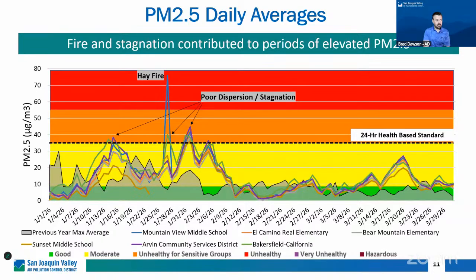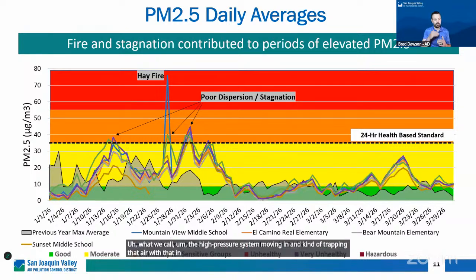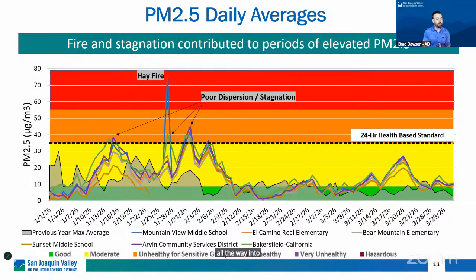Yeah, just to speak on some of those points, and I can't speak on some of the other ones, because it's just not in my purview. But we did notice that starting right around January 10th, 11th, 12th is where we started seeing what we call the high pressure system moving in and trapping that air with an inversion layer. And that's when we started seeing the PM 2.5 increasing all the way into February.